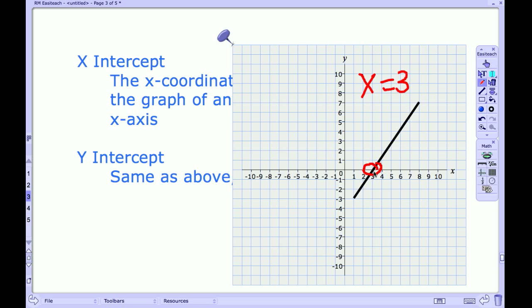Also you'll notice, what is the value of y when it crosses the x-axis? The value of y when it crosses the x-axis is y equals 0. So we can say the x-intercept is the point (3, 0). And that'll always be the case. On the x-intercept, the y value will always be 0, because that's when it crosses the x-axis. Conversely, the y-intercept is when it crosses the y-axis. And I'm going to draw another line here.